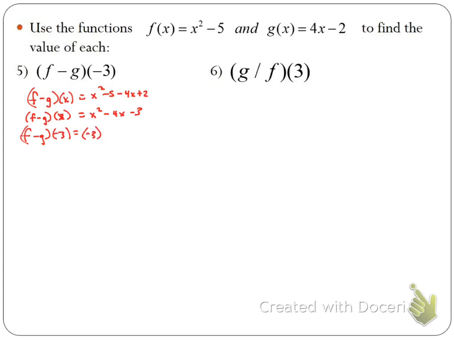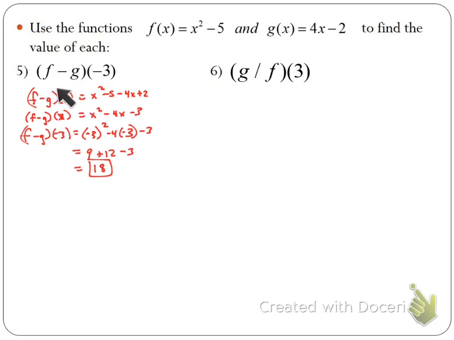So negative 3 squared minus 4 times negative 3 minus 3. Thank you. So we get 9 plus 12 minus 3. 9 plus 12 is what? 21 minus 3 would be 18. Did I do it right this time? Now, I think that's the longer route.